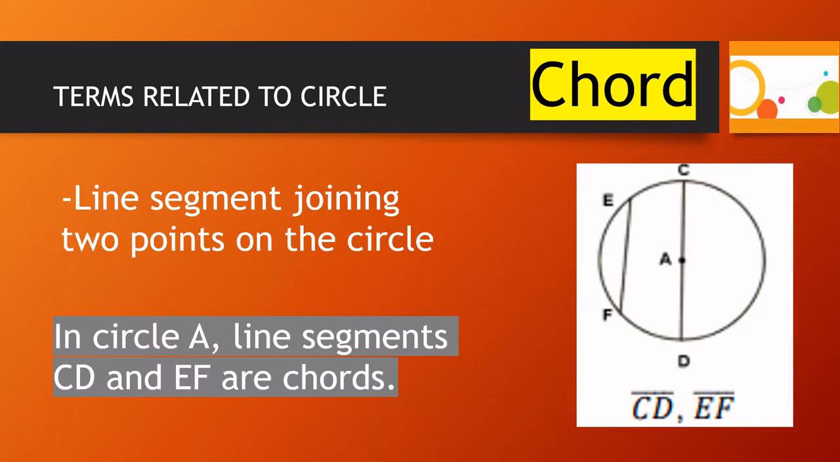Next term is a chord. A chord is a line segment joining 2 points on the circle. So in this illustration, we have line segment CD and line segment EF as the chords. So, this line segment CD is considered a chord, since every diameter is a chord. Okay? And also, line segment EF, since this line segment joins 2 points on the circle.